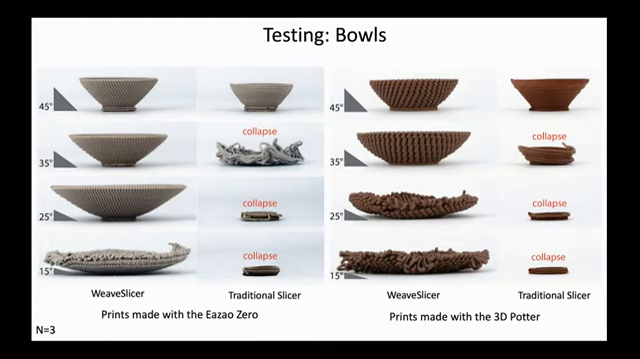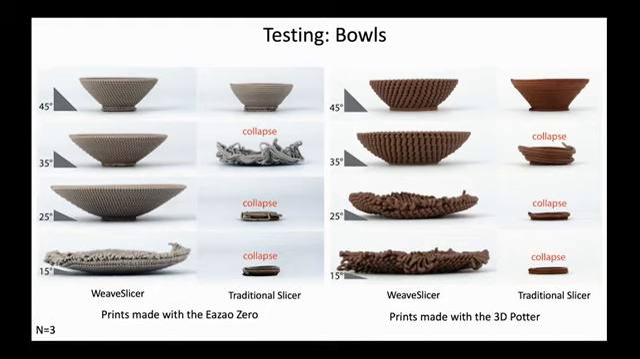The first form we tested were simple bowls with various overhang angles. So we started at 45 degrees and went to 15 degrees. For our tests, we used 2 different clay bodies. We used a mid-range white stoneware for the Ezhou, as can be seen on the left, and a low-fire red earthenware for the 3D Potter on the right.